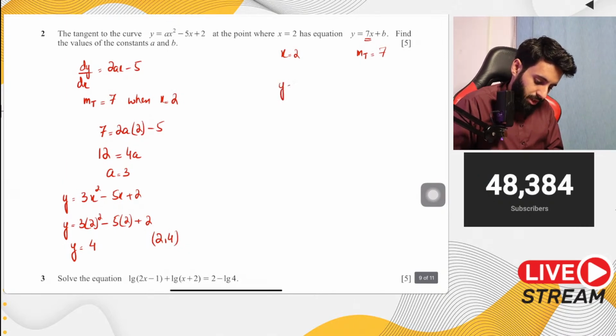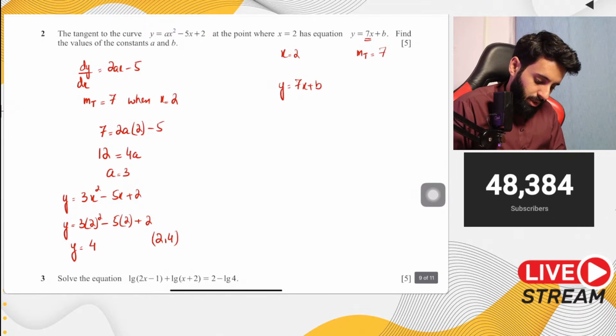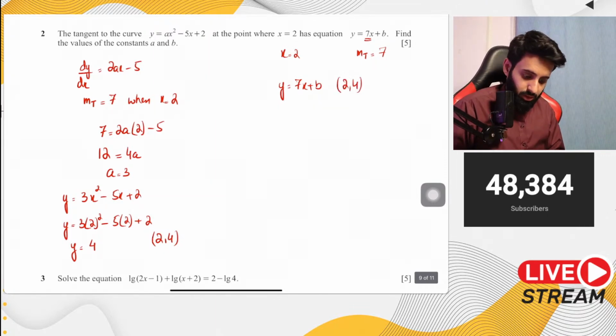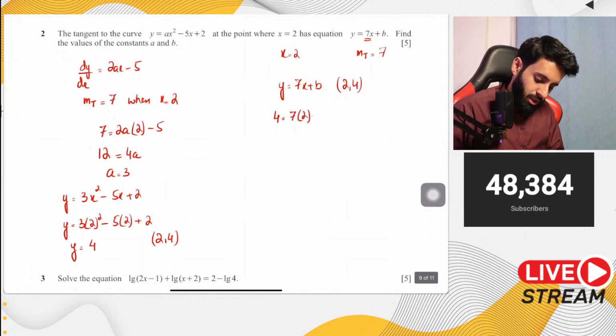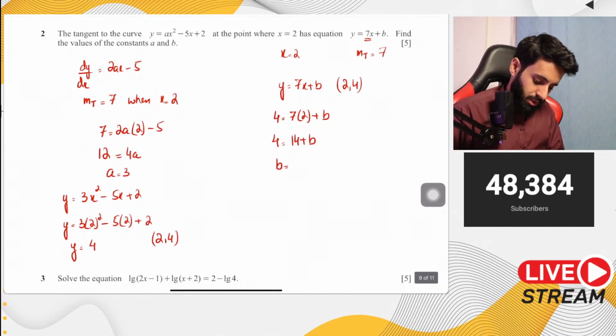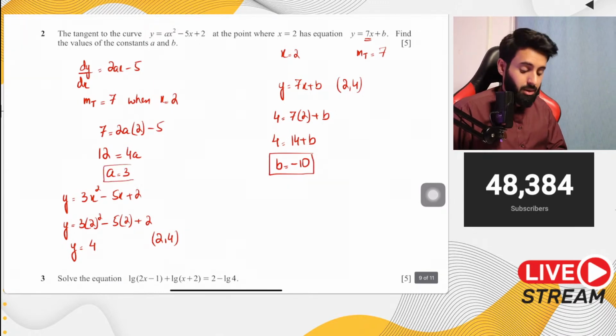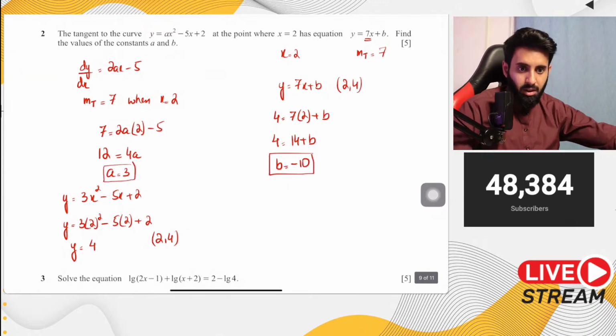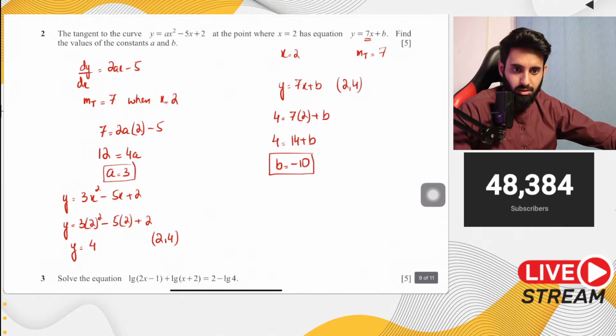So that's what we're going to do. y is equal to 7x plus b, and we're going to plug in (2, 4). So 4 in place of y, 7 in place of 2, plus b. So 4 is equal to 14 plus b. That means b is equal to 4 minus 14, which means it's minus 10. So there you go. Here's the value of b, and here's the value of a. And that's it. That's your answer.